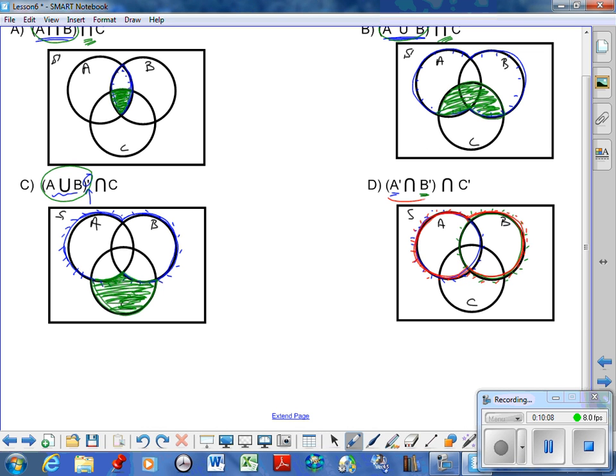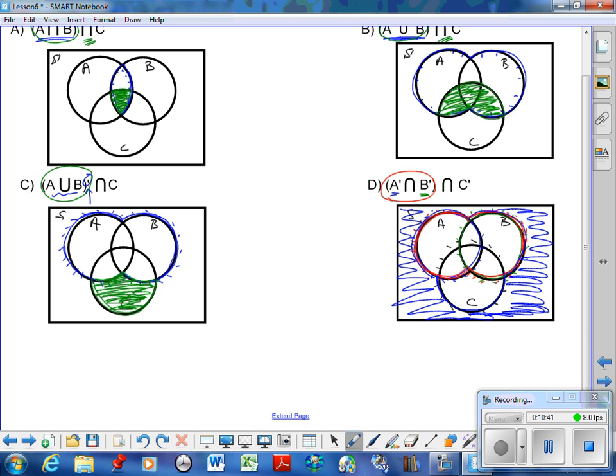Next, I take my answer, and I'm going to find where it intersects with C prime, or the complement of C. The complement of C is going to be outside of set C. So if I go to color that in, where does it overlap with my initial answer? It overlaps outside of C, but it's got to stay outside of A and B originally as well. So my final answer is going to be everywhere except for inside any of my circles.